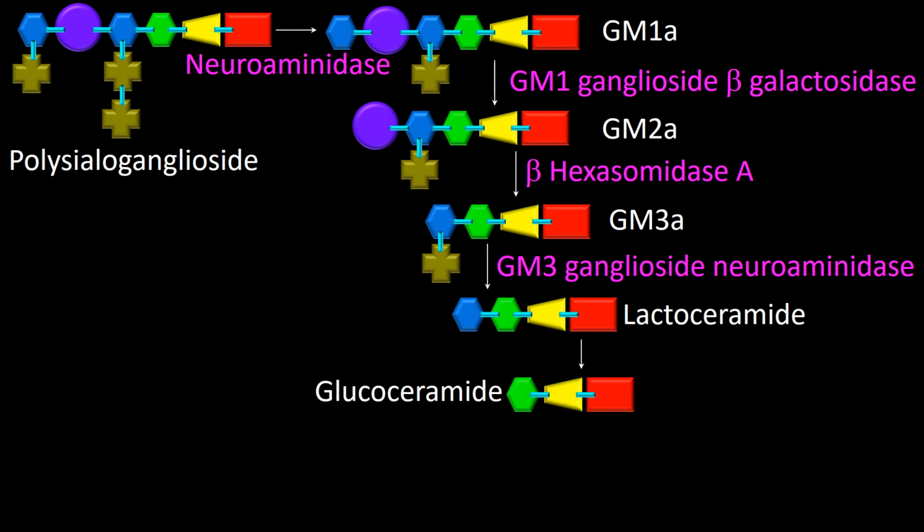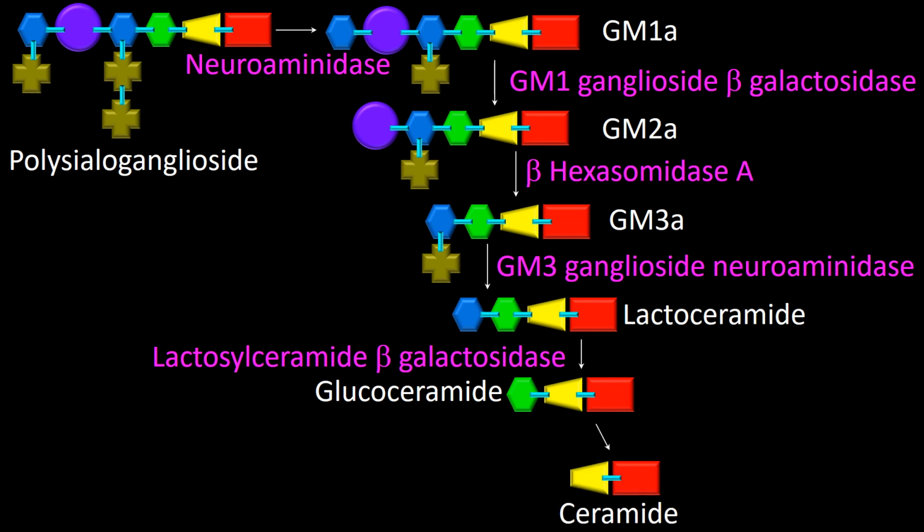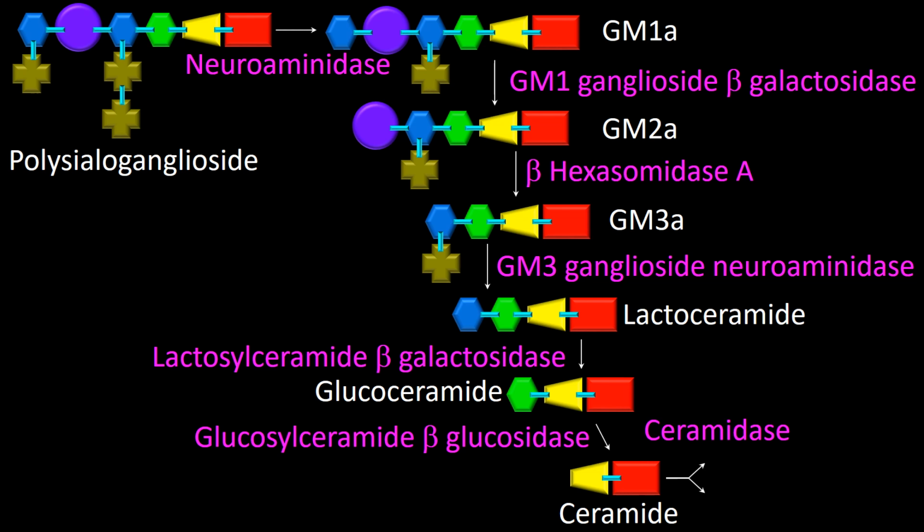Next, with the loss of the last galactose, the compound becomes glucosylceramide. This is accomplished mainly by the lactosylceramide beta-galactosidase. Glucosylceramide, with the loss of glucose, becomes ceramide. This is accomplished mainly by the glucosylceramide beta-glucosidase. Ceramide then splits by an enzyme called ceramidase into fatty acid and sphingosine.